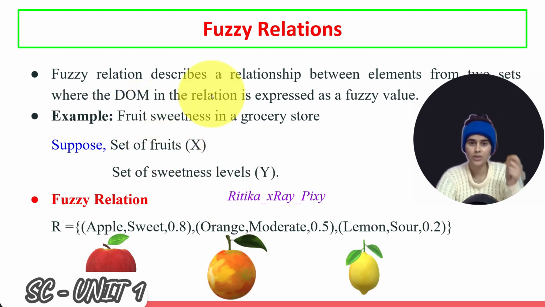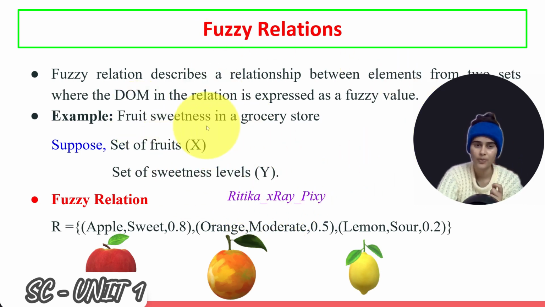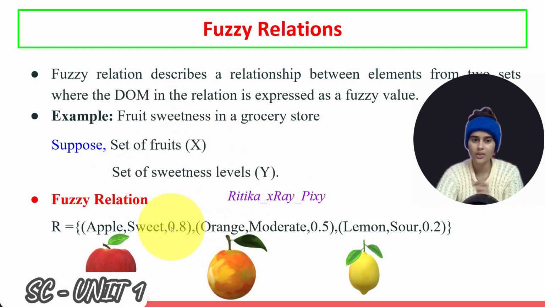Now we will try to understand fuzzy relation using an example. For this example we will calculate the fruit sweetness in a grocery store. Suppose we have a set of fruits X and a set of sweetness levels Y. For this we have a fuzzy relation. Suppose we have three fruits: apple, orange, lemon. Then we have sweetness levels: sweet, moderate, sour. Then we have degrees of membership 0.8, 0.5, 0.2. So the fuzzy relation is apple sweet 0.8, orange moderate 0.5, lemon sour 0.2.